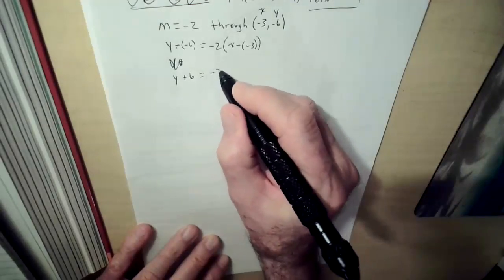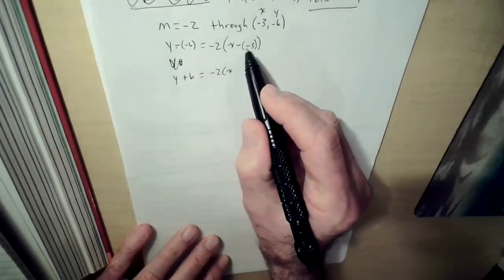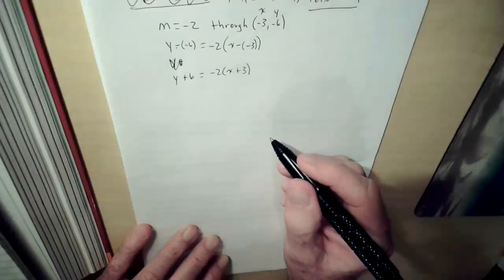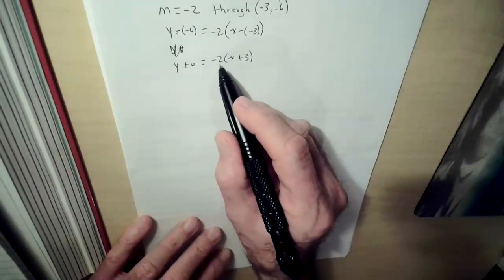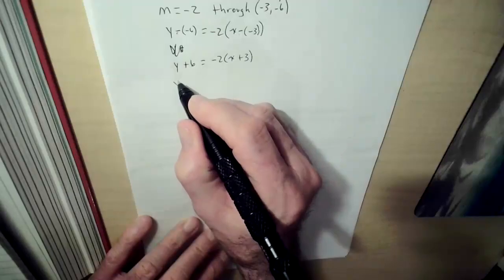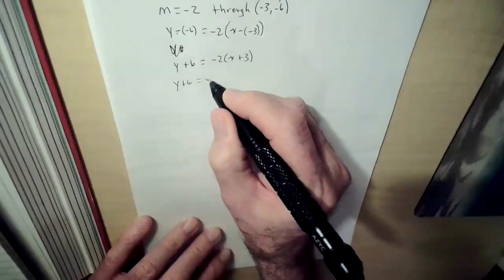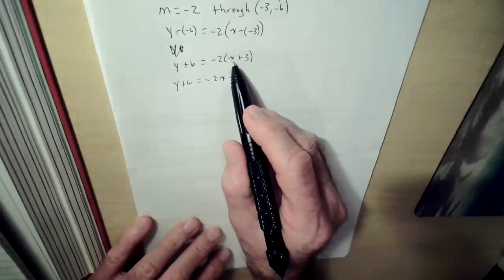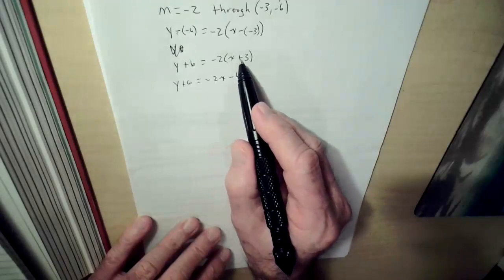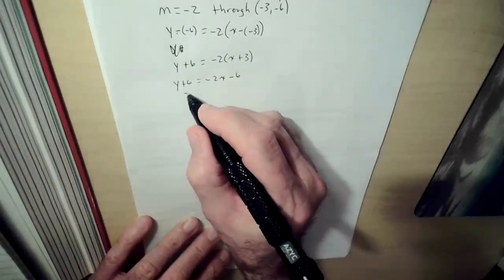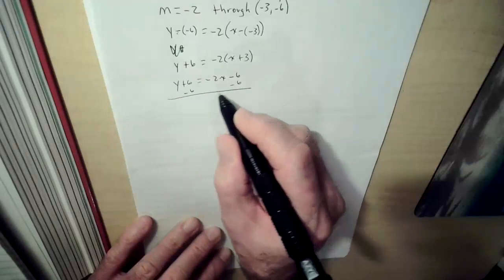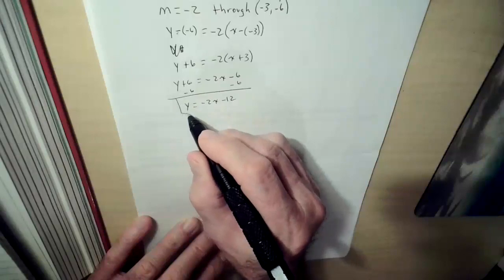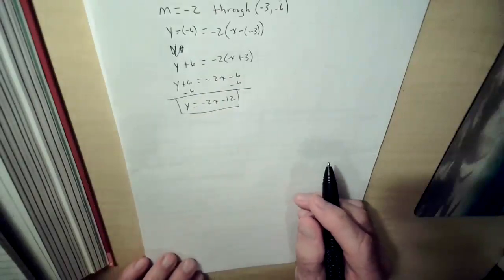Equals, now we multiply, let's clean this up here. -2, open x, and again, minus a minus is a plus. Right. Now we distribute the -2 over everything in here. So we get y plus 6 equals -2x minus 6. Remember, a negative times a positive is a negative. Okay, so now we subtract 6 from each side. y equals negative 2x minus 12.